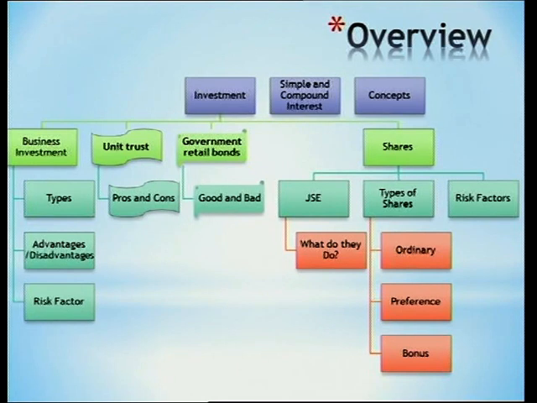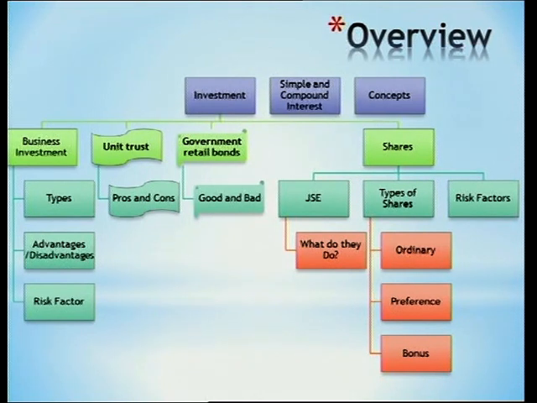Now the overview, like I said before, just to recap, we talked about simple and compound interest, we talked about concepts, we talked about business investments, types, advantages, disadvantages. We talked about the 5 risk factors for both investing in a business and investing in unit trusts, and the pros and cons of government retail bonds. We talked about the risk factors in shares.